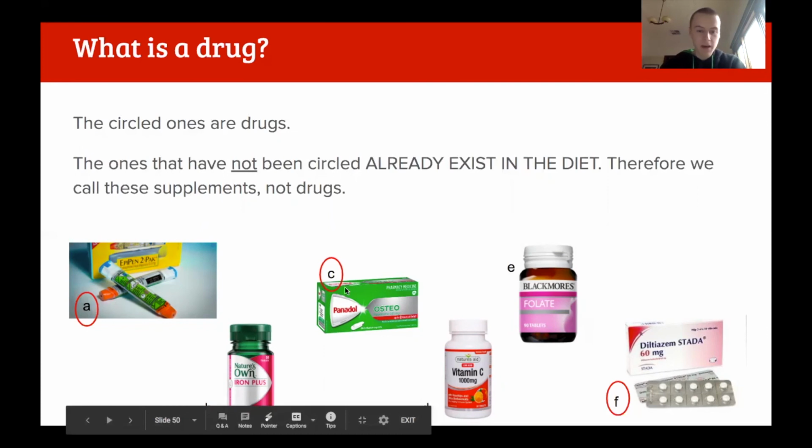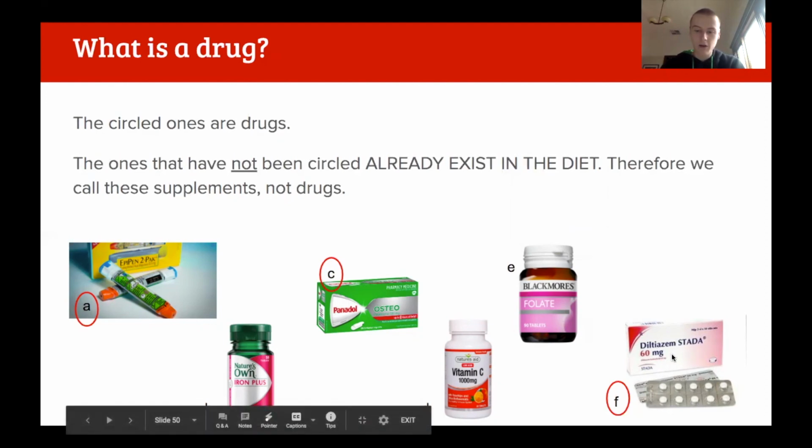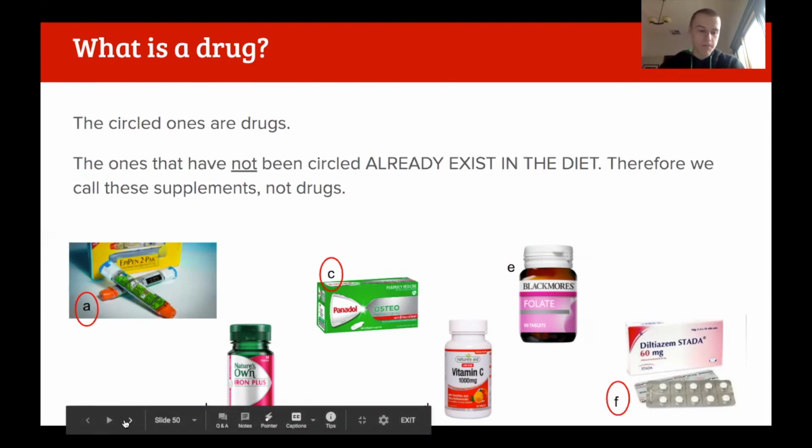So here we got an EpiPen, we got Panadol Osteo. This one here is what we call a cyclooxygenase inhibitor. And then finally, we got a calcium channel blocker here, diltiazem. So the Panadol and the diltiazem have a little something in common, and that is that they don't exist in the body. Whereas EpiPens themselves obviously don't, but they contain adrenaline. And adrenaline is a neurohormone and a neurotransmitter, so it naturally exists in the body. So as an extra classification, we would call it an endogenous drug.